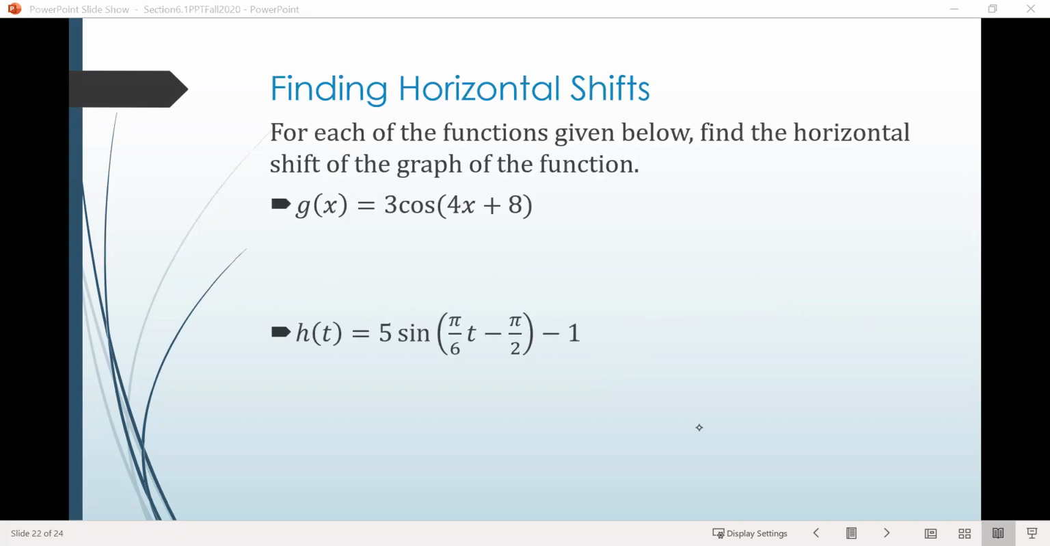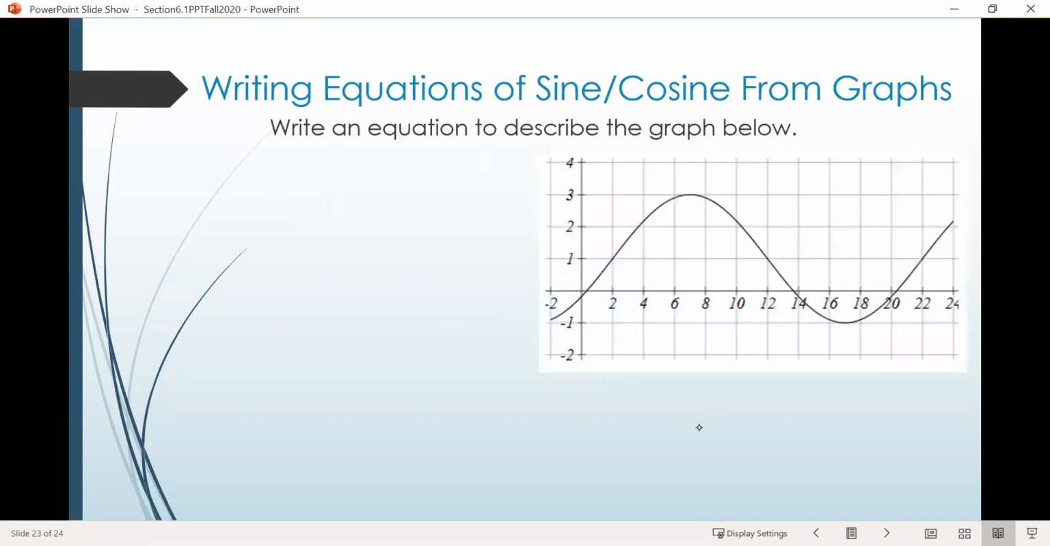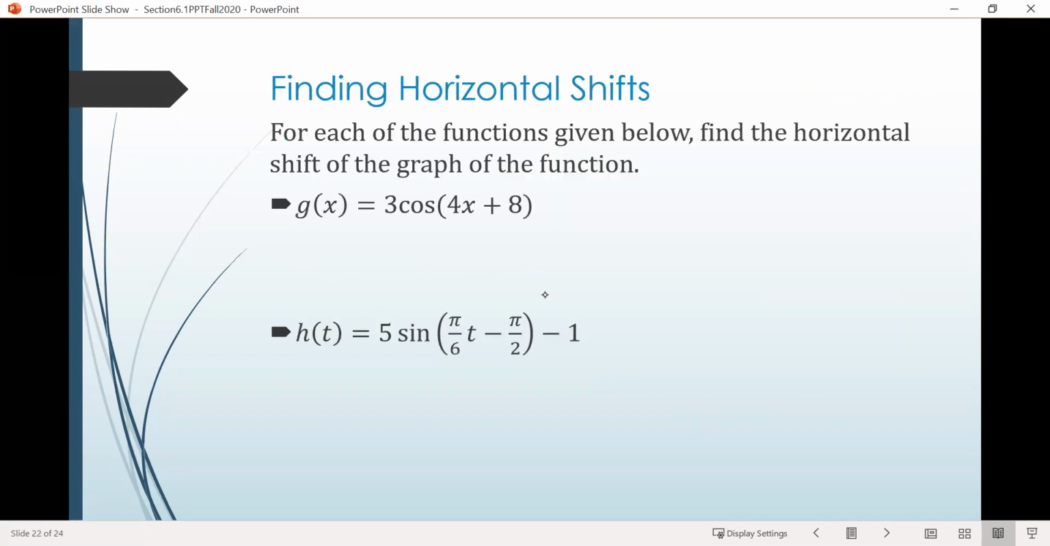Notice in the first function, on the inside, we have 4x plus 8. If you're following what was on the previous slide, you might think this plus 8 is going to tell us how we've been shifted. But in fact, it will not, because this inside has not been factored. So what we want to do first is factor that inside if we can.